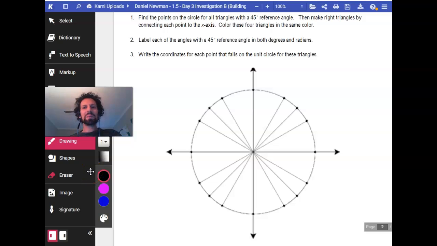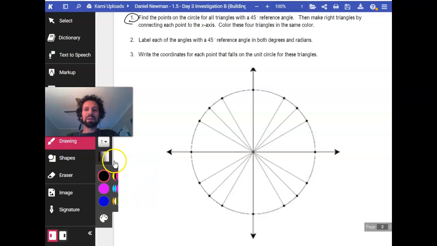All right, we're on the second page of Investigation B. For this page, we're going to be looking at all the triangles that form 45-degree reference angles. So let's look at step number 1, where it says find the points on the circle for all triangles with a 45-degree reference angle. Then make right triangles by connecting each point to the x-axis. Color the 4 triangles the same color.